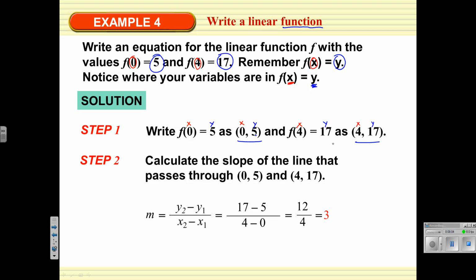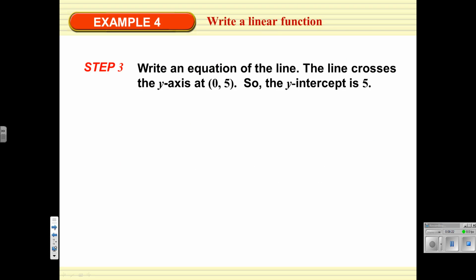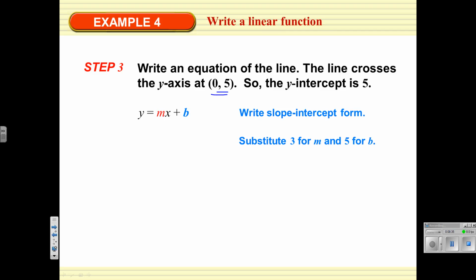Okay, so y sub 2 is 17, and 17 minus 5 is 12, and x sub 2 is 4, and 4 minus 0 is 4. So my slope is 12 over 4, and 12 divided by 4 is 3. So there's my slope. My y-intercept is 5. So now I can write the equation. It says write an equation of the line. The line crosses the y-axis here, so the y-intercept is 5. So again, there's my slope-intercept form, and I just substitute in those values. Okay?